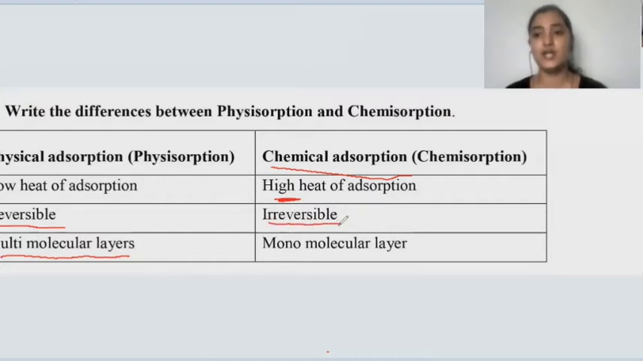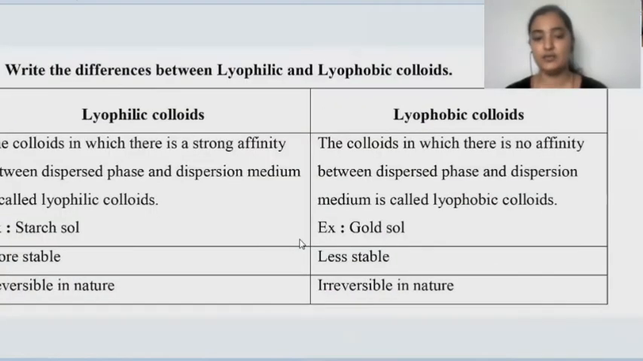Once the adsorption process takes place, we cannot reverse it back. That is what it is saying. And when chemical adsorption takes place, there will be formation of a monomolecular layer on the surface of the adsorbent. These are the points you can write under chemical adsorption. Hope you got to know about the differences between physical adsorption as well as chemical adsorption. Now, children, let us move towards the next question.